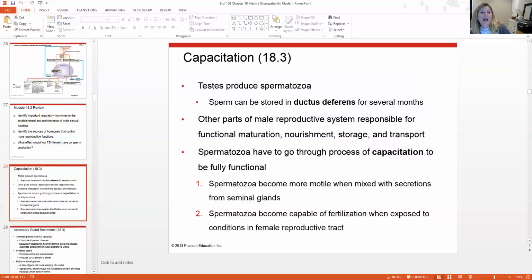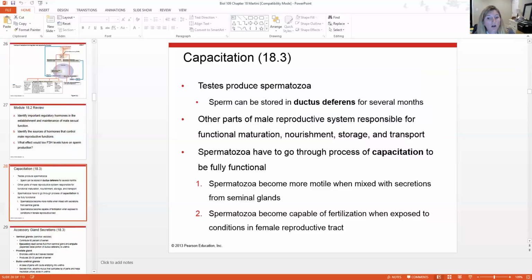The spermatozoon have to go through the process of capacitation in order to be fully functional. So in other words, you can't just take sperm directly out of the testes and expect them to fertilize an egg. They're not going to be able to swim. They're not going to have the ability or the capacity to do that.